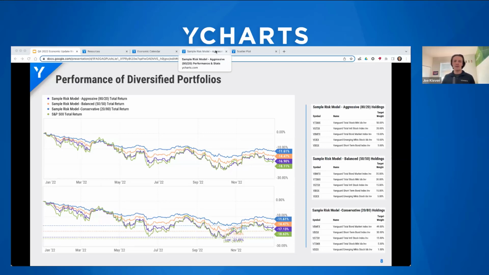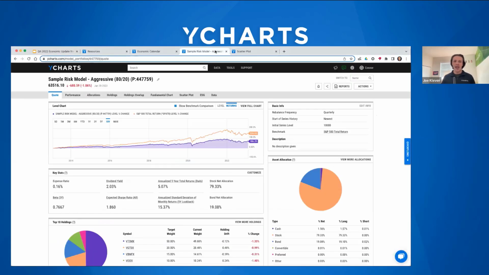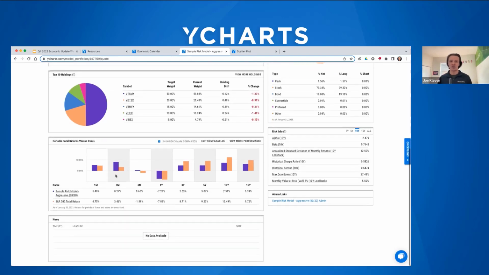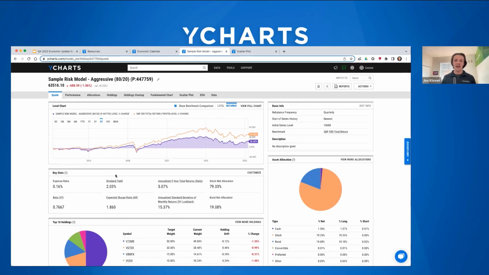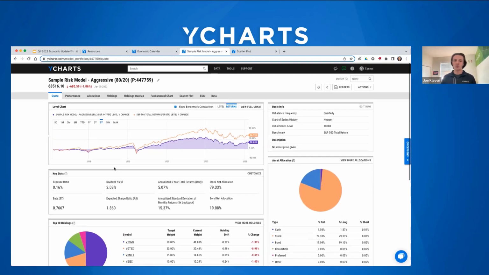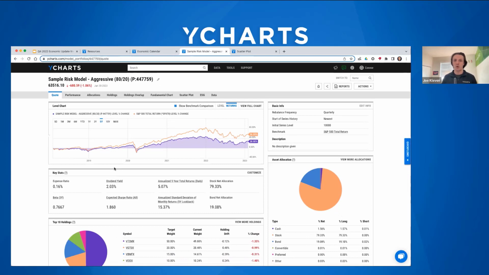So let's take a quick minute just to hop into model portfolios. And if you've never played with the tool yourself or want to learn more about it, this is a great visual to construct in just a few clicks. So here we are on the model portfolios page for the aggressive 80-20 allocation. Wealth of data here, super easy to see what the asset allocation is, your top 10 holdings, and a bunch of key stats right there in front of you on the quote page.